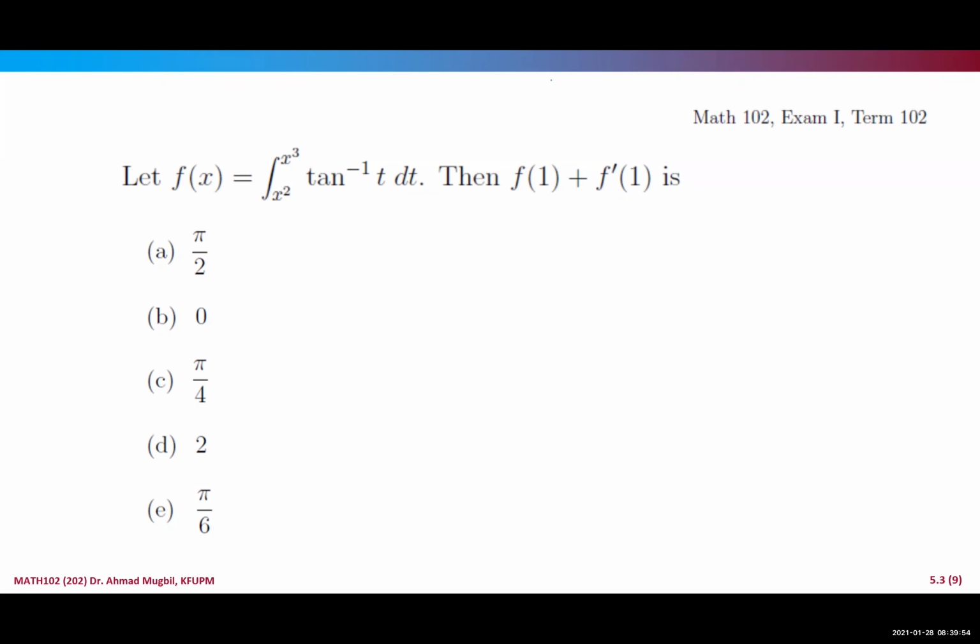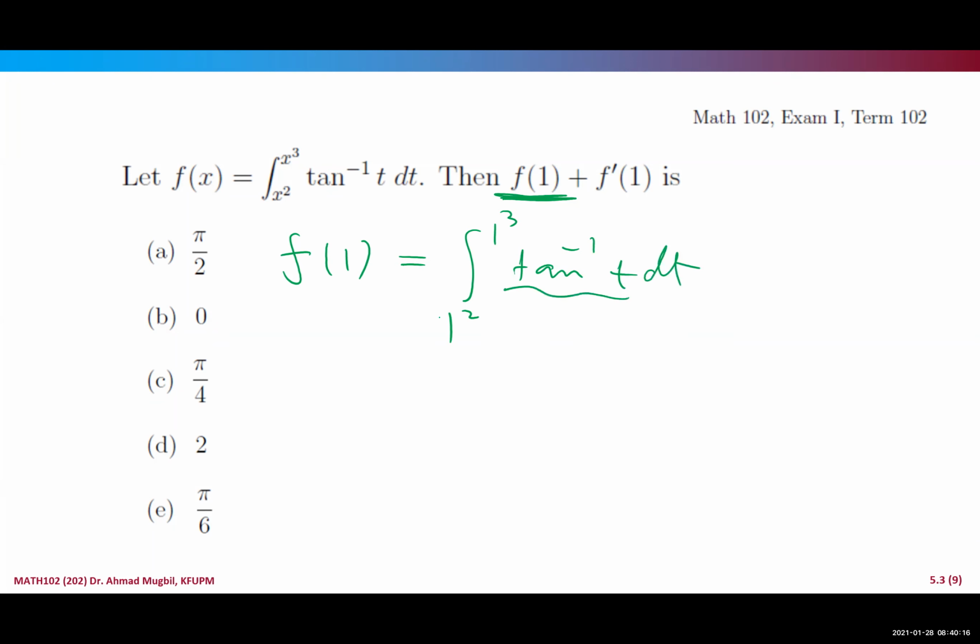Let me ask Faris Turkey. Faris, what is f at 1? I think this is not difficult. This is easy. It's 0. It is 0. Yes, thank you, Faris. What is f at 1? Replace x by 1. So it will be the integral from 1 squared to 1 cubed of tan inverse t dt.